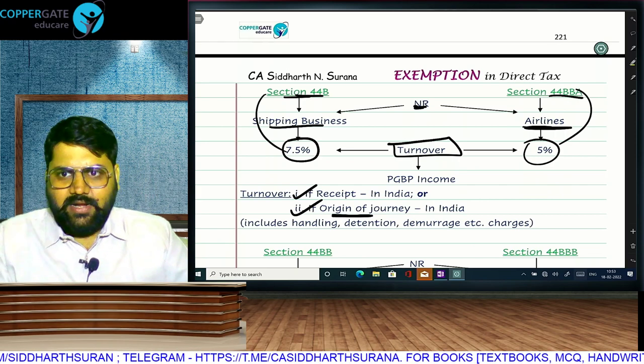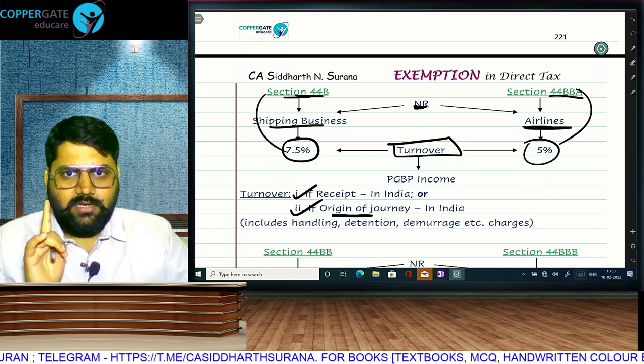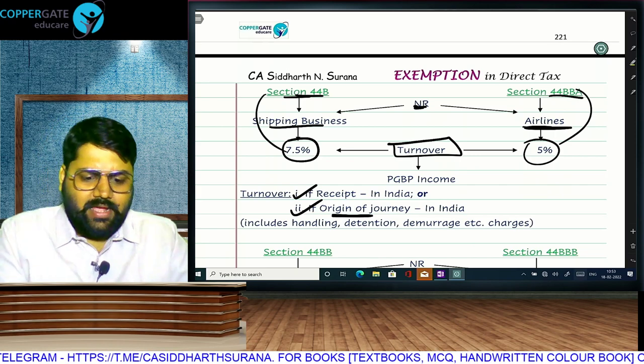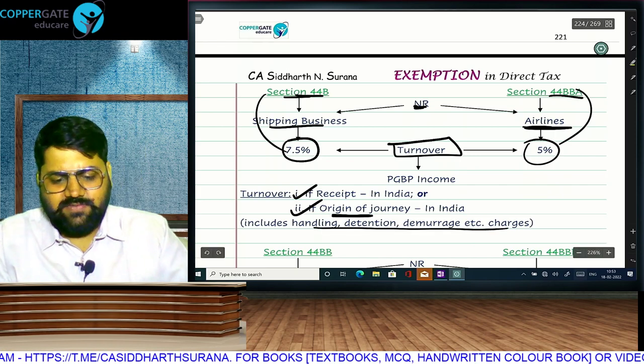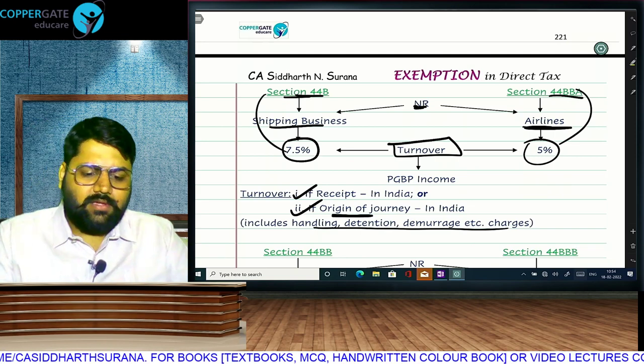If the payment is in India, it will be taken. If the journey starts in India, it will be taken. These two will always be taken. Payment in India and journey starts in India, and any kind of handling, detention, demurrage charges will also be included. On that total turnover, 7.5% or 5% will be applied.